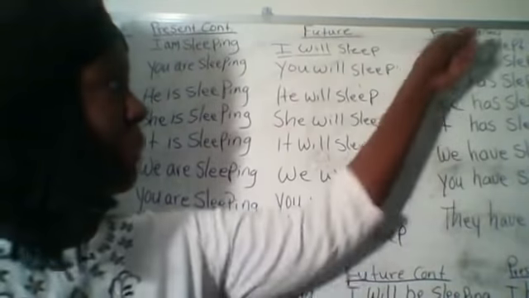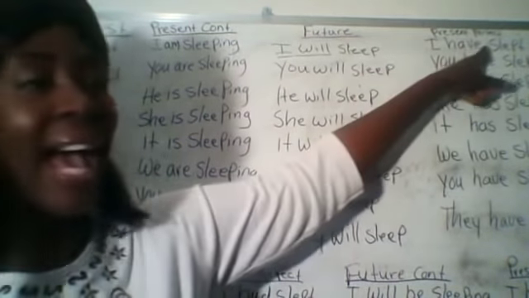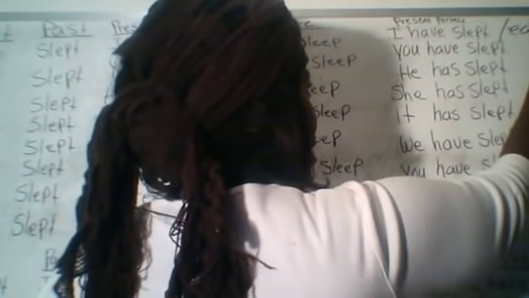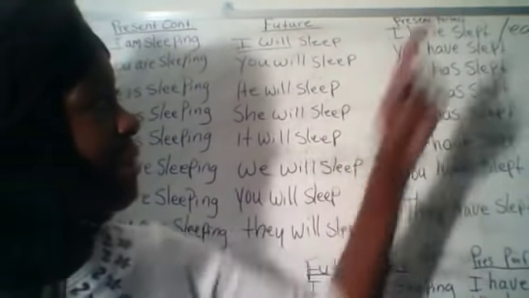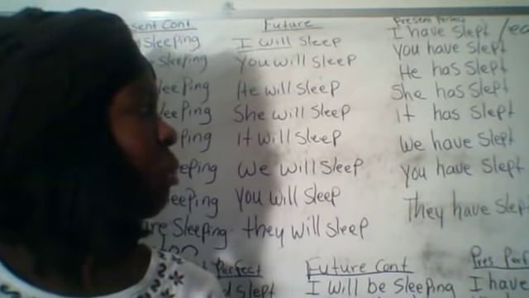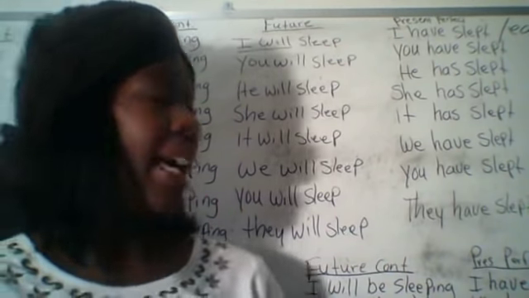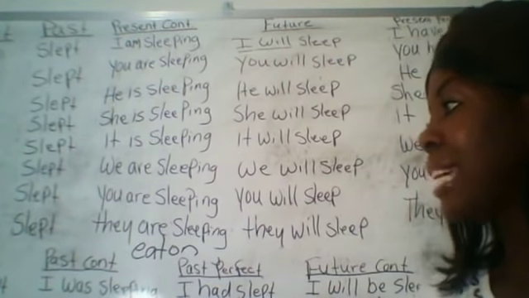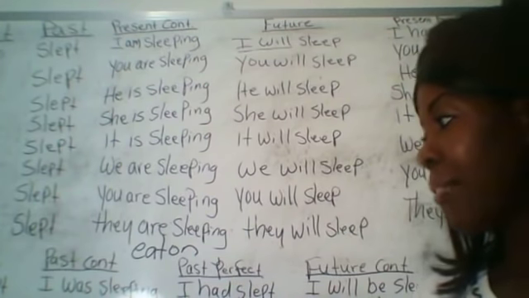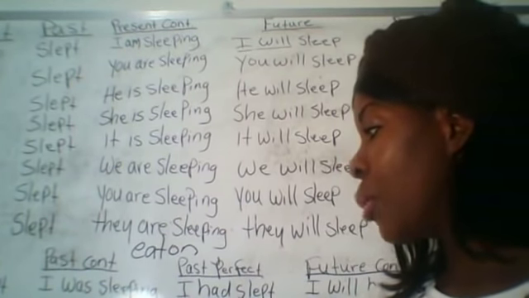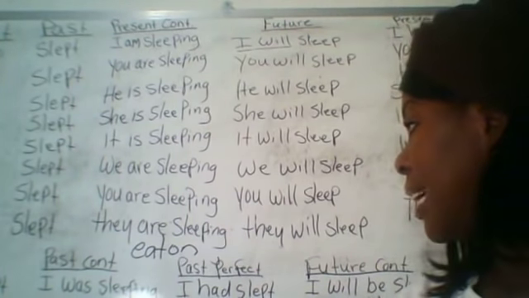Okay? Now, for the present perfect, I say I have eaten. Okay? I'm gonna write eaten like this to help you guys. All right? I have eaten, you have eaten, he has eaten, she has eaten. It has eaten, we have eaten, you have eaten, and they have eaten. Okay? Now, future perfect. I will have eaten, you will have eaten, he will have eaten, she will have eaten, it will have eaten, we will have eaten, you will have eaten, and they will have eaten.